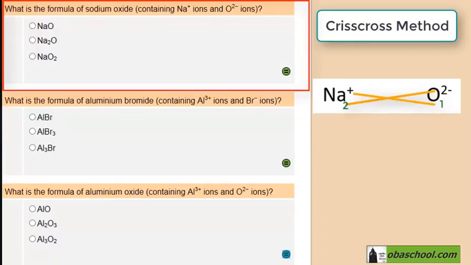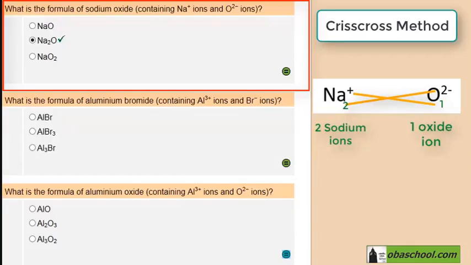We can read this now: Na2O1. O1 means only an O, one oxide ion. And Na2 means that we have 2 Na or sodium ions in this ionic compound. So the correct answer would be Na2O. This means that in sodium oxide there are 2 Na+ ions and 1 oxide ion to balance the charges.